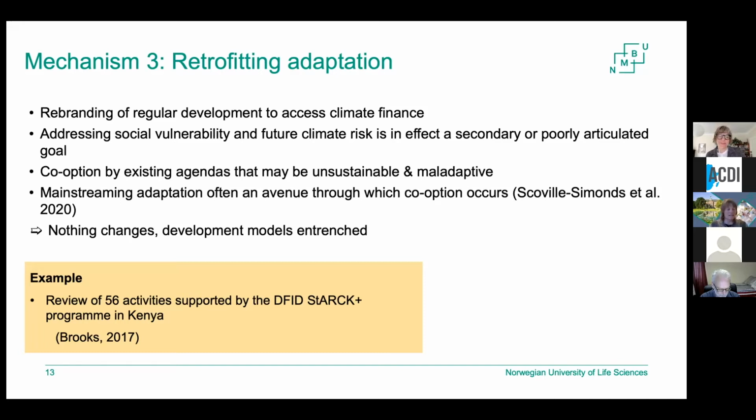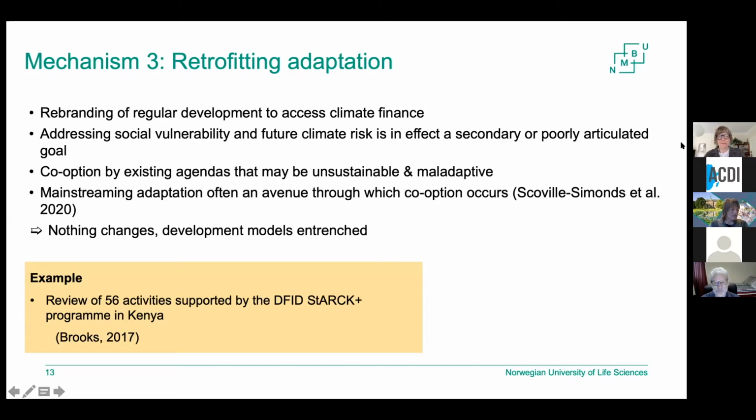there is this danger, or there is this tendency that what's already going on in terms of development projects as regular development gets rebranded as adaptation with some small adjustment as a way of accessing climate finance. So in the case of Norway, the money that's going to go into climate change adaptation in developing country context, that's taken from the development aid budget. So the same actors who've been competing for the development aid budget will be competing for the adaptation budget.